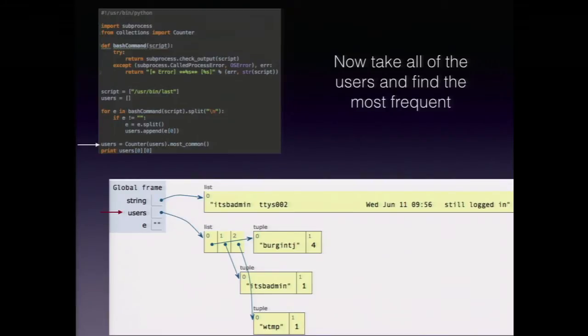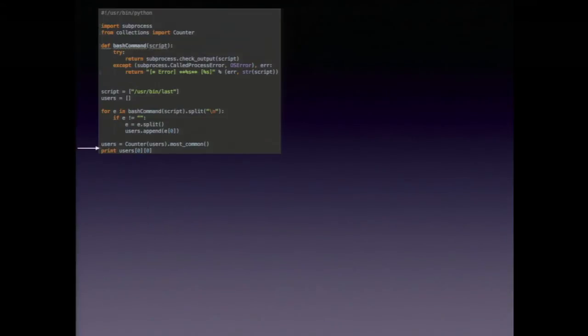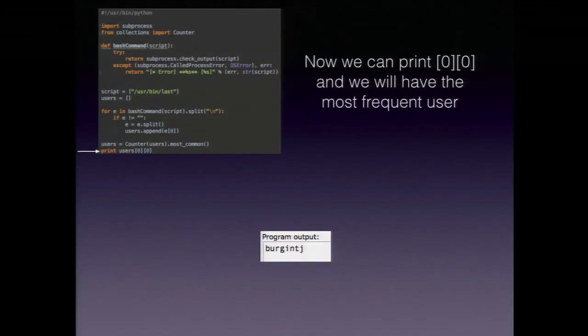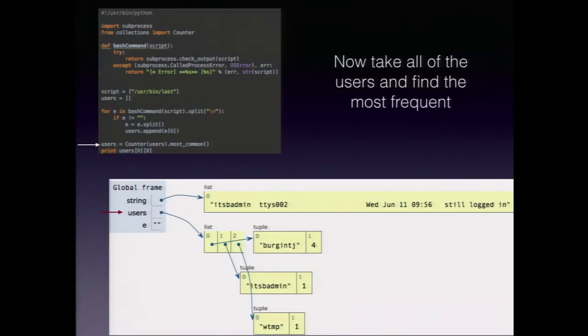So we don't really worry about the last item here, but it's just an anecdote. What we can do is now print, let's go back, because that actually looks easier. We can now print 0, 0, which basically means in our users list, there's another list. Sorry, your users variable is a list. We get the zeroth position of that list, and then we get the zeroth position of the tuple that that list holds. And that gives us our most common user.